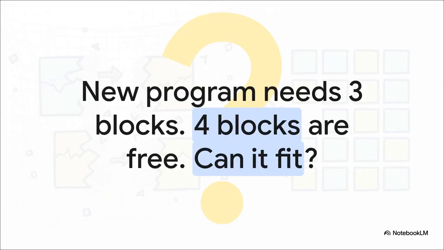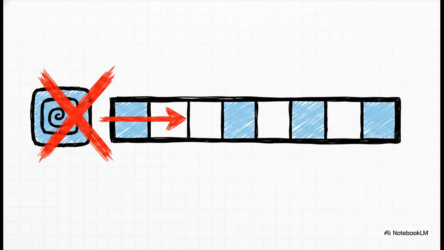Okay, now here's the kicker. A brand new program, let's call it G, shows up, and it needs just 3 blocks. Now, if you do the math, we have 4 blocks free in total. So, plenty of room, right? The question is, can it actually run? And the answer, believe it or not, is no. The program can't launch. Even though there's technically enough free space, there's no single chunk of space that's big enough. All that free memory is broken up into these useless little islands.